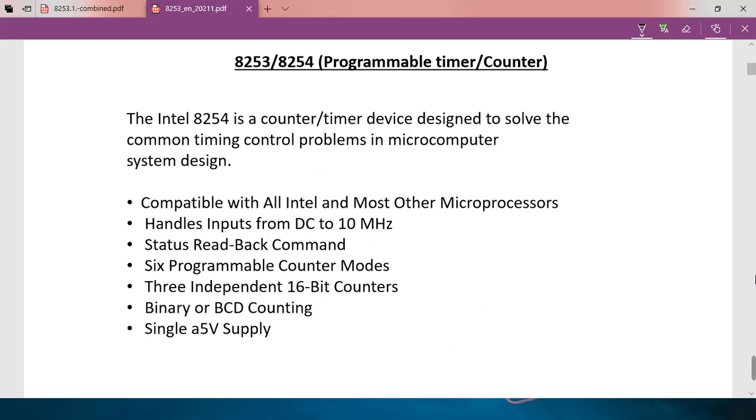8253 is a timer counter device, and it is used to solve the timing problems in the computer. 8253 can work from 0 to 2 megahertz. 8254 can work from 0 to 10 megahertz. It has the property of status read back command, having 6 programmable counter modes, 3 independent 16-bit timer counters. It can support binary or BCD counter, and it is operated on 5-volt power supply.